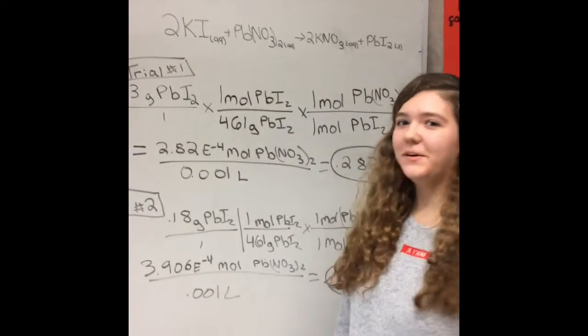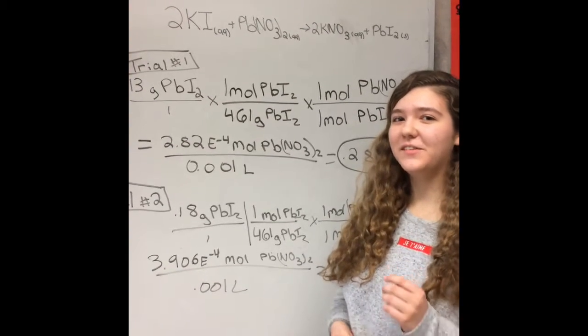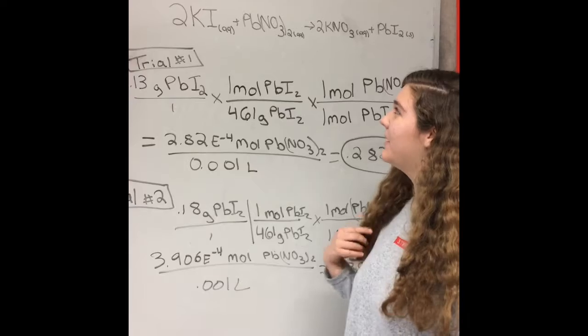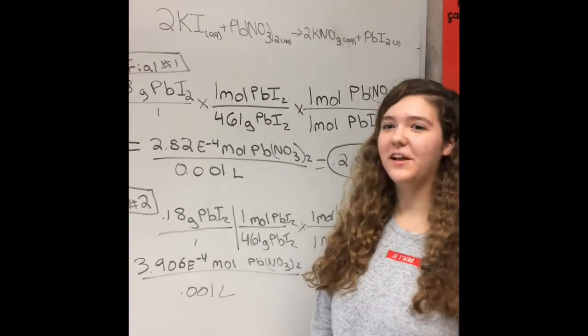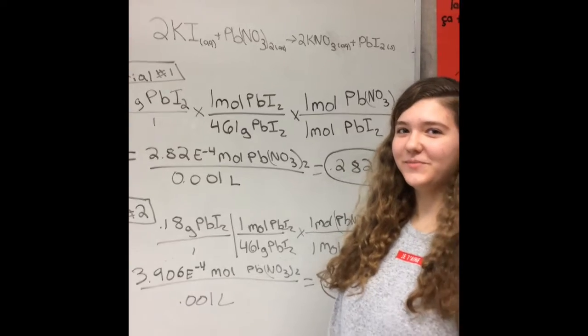To figure out what our murder weapon was, we mixed some of our murder weapon from test tube number 3 with potassium iodide and some with lead(II) nitrate. When it reacted with the potassium iodide, we knew that it was the lead(II) nitrate.